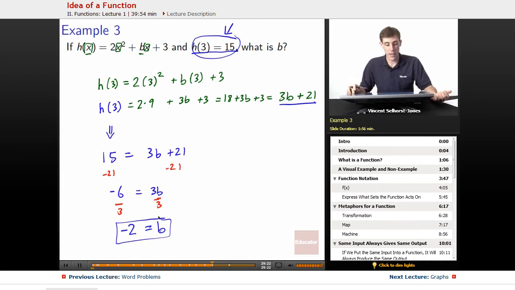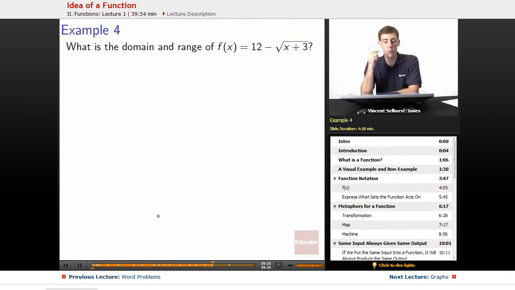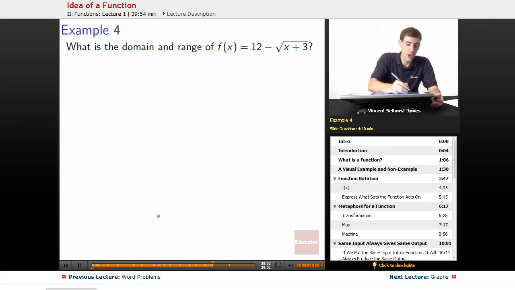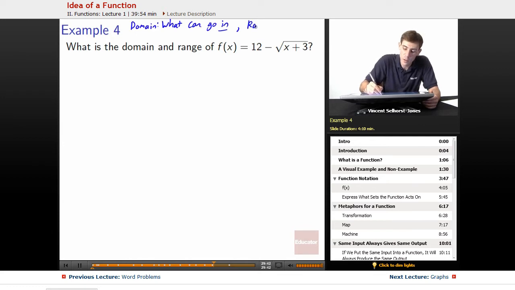Sweet. Next one. What's the domain and range of f of x equals 12 minus square root of x plus 3? What's the domain and range of this? Now remember, domain is what can go in. Range is what can come out.